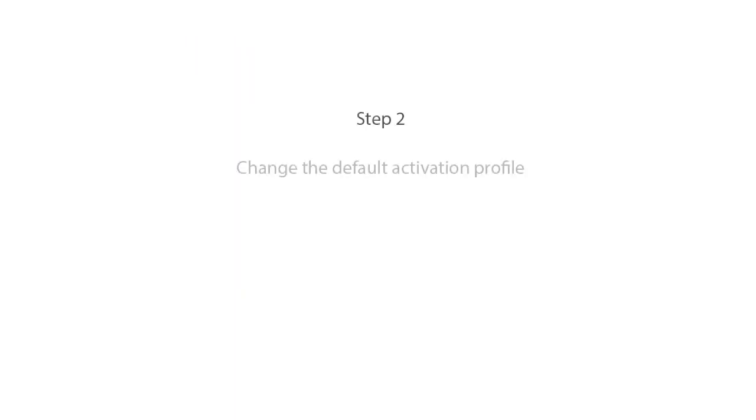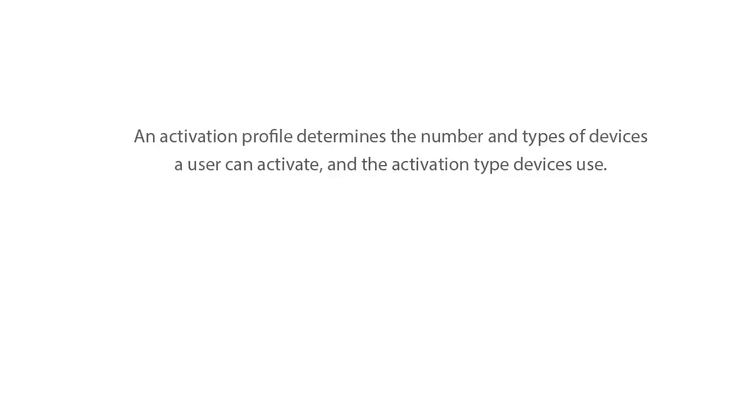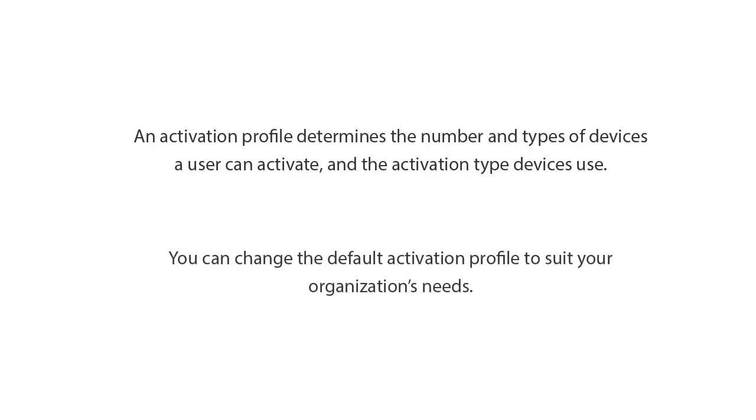The next step is to change the default activation profile. An activation profile determines the number and types of devices a user can activate and the activation type that devices will use. The activation type determines whether a device has a personal space, a workspace, or both, and the amount of control that administrators have over these spaces. You can change the default activation profile to suit your organization's needs.